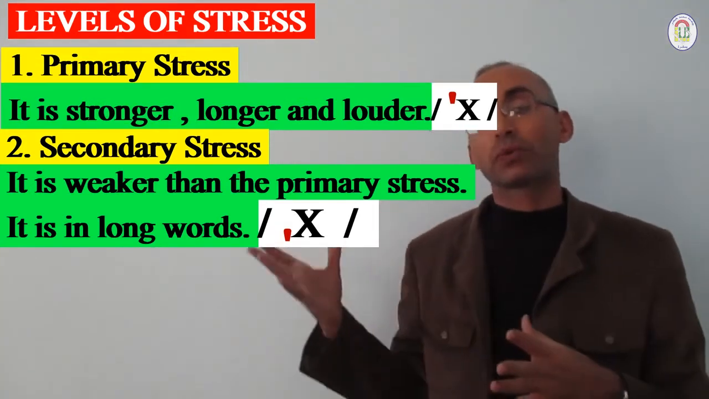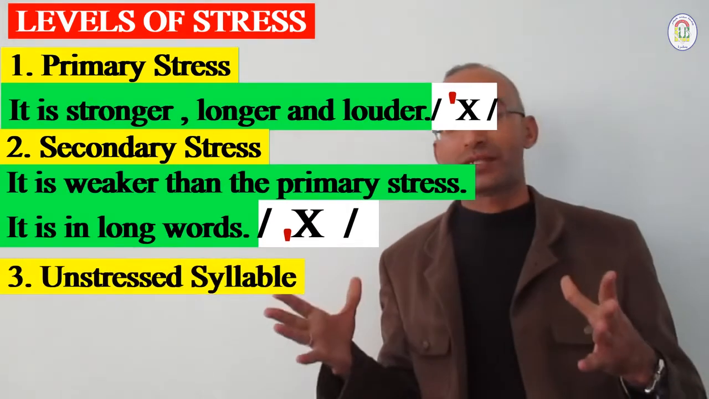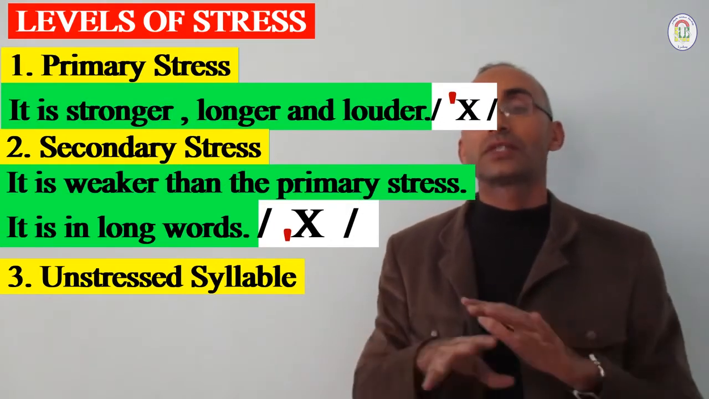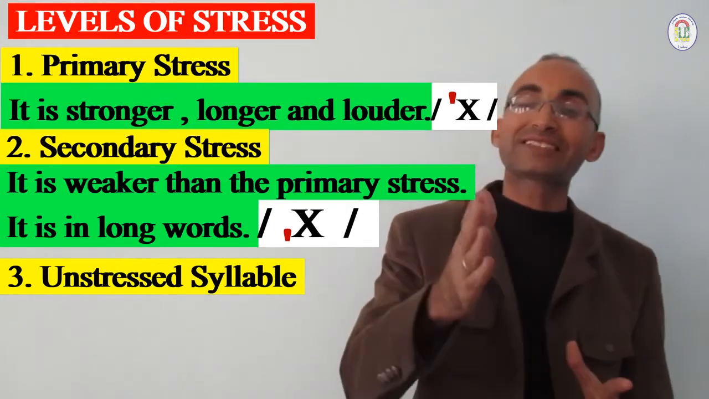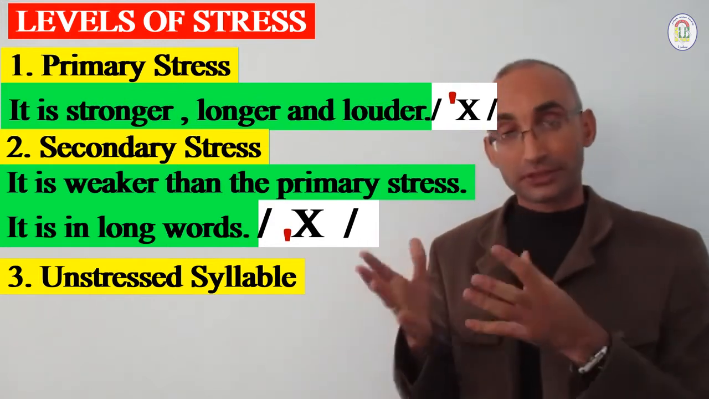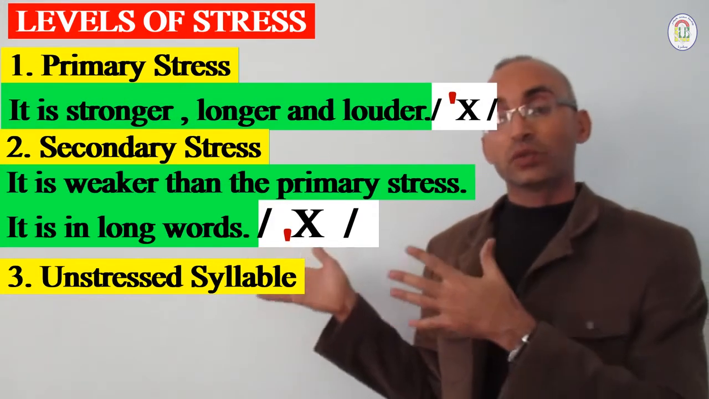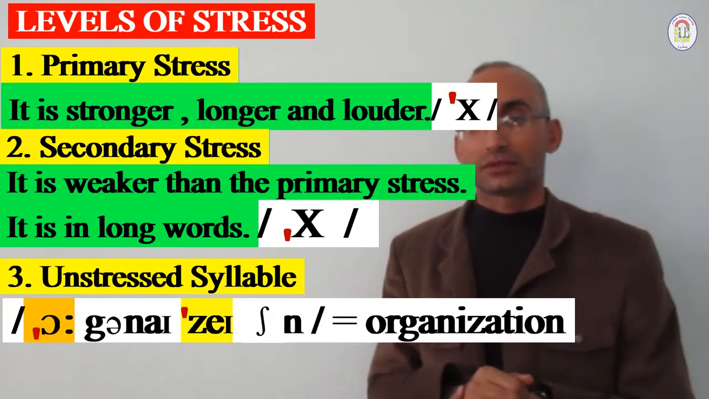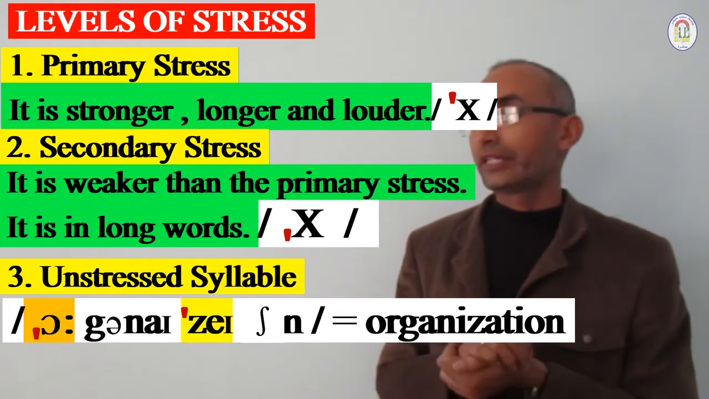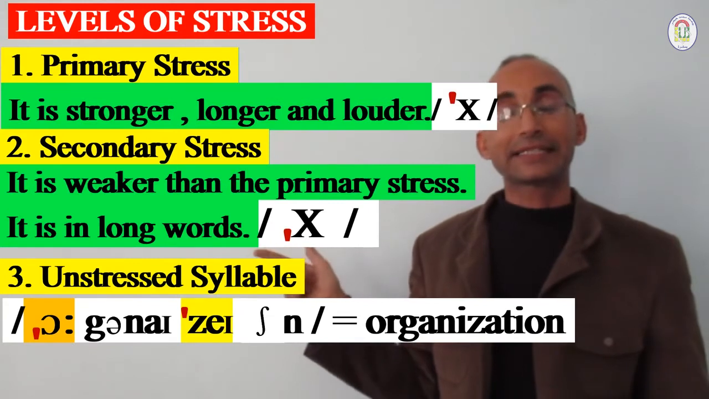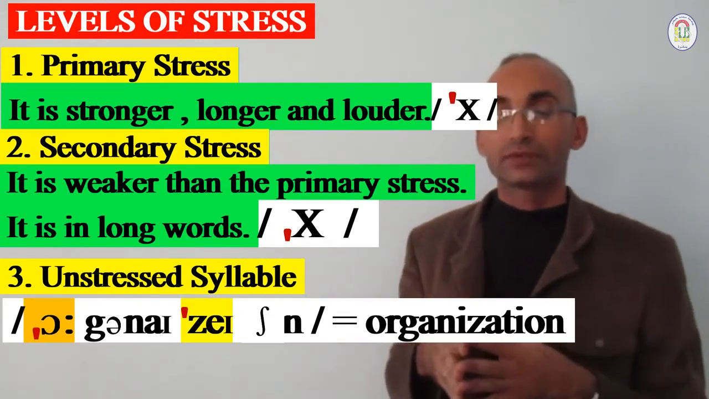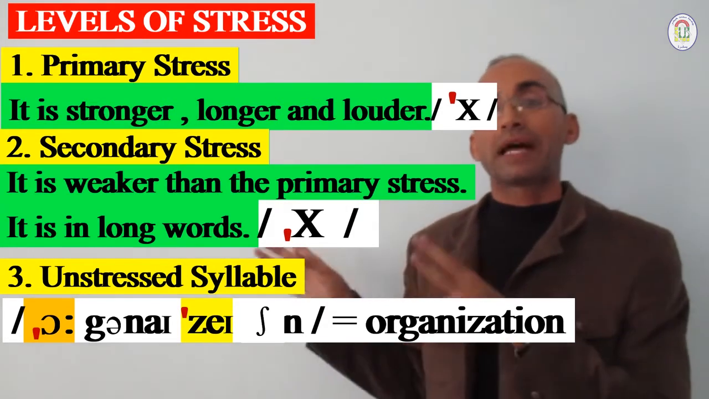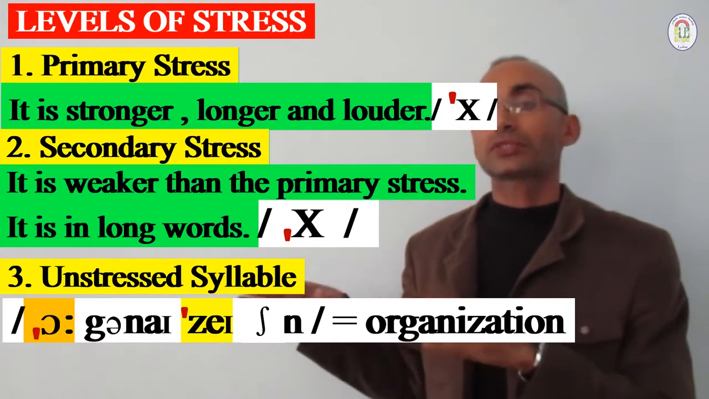And also we have a third level, which is the unstressed syllable, where there is no stress. Clear? Now let's take two examples to see the three levels in these words. For example, I have the word organization. So here O takes secondary stress. G unstressed. Ni unstressed. Za is taking primary stress. Clear? Tion is of course unstressed.